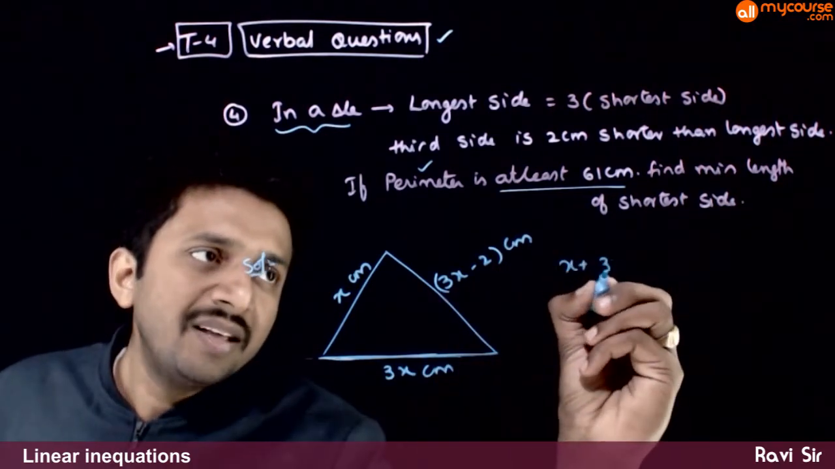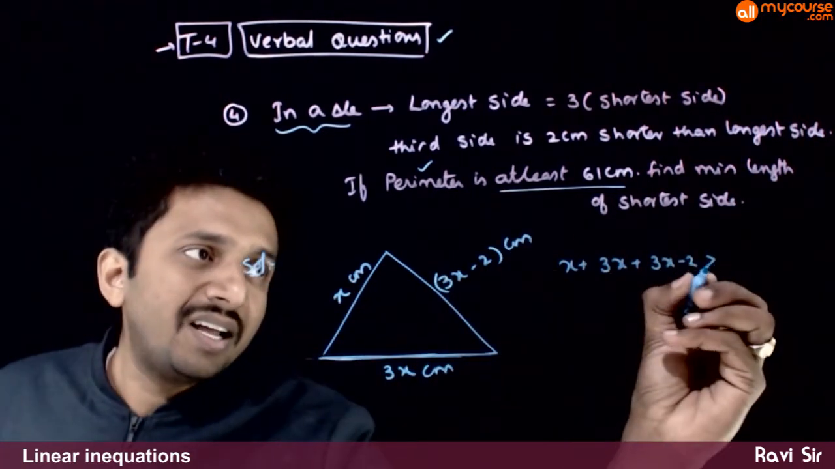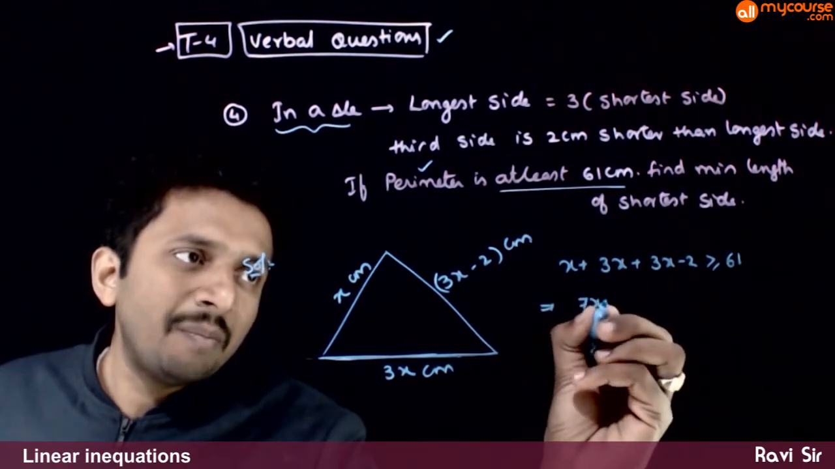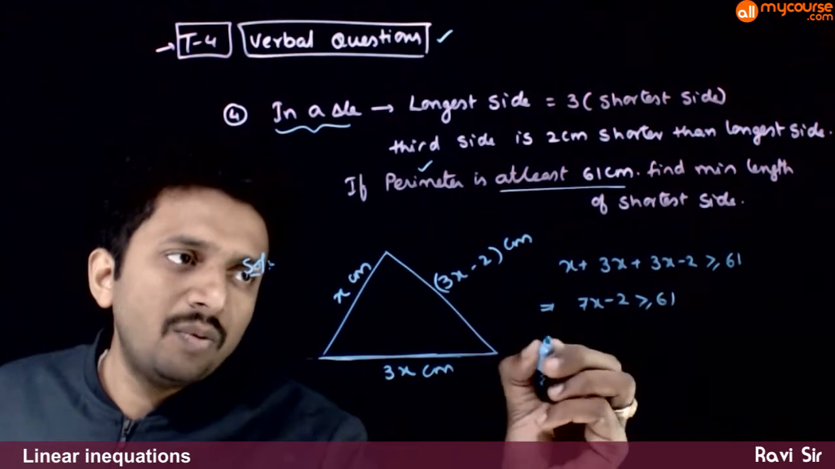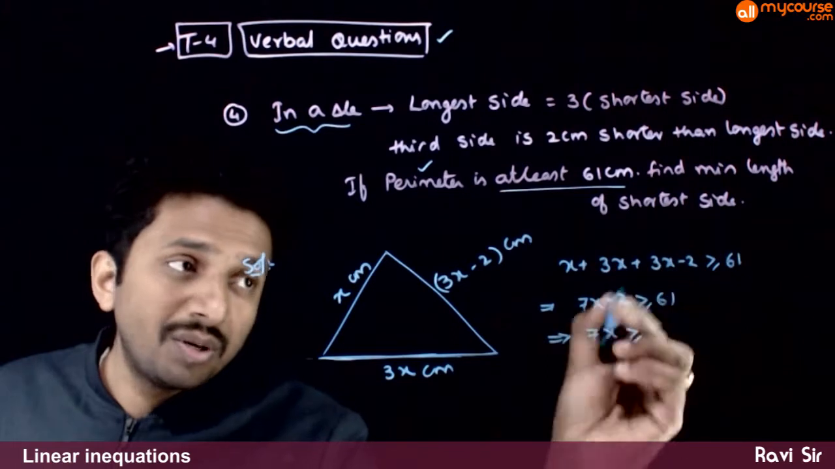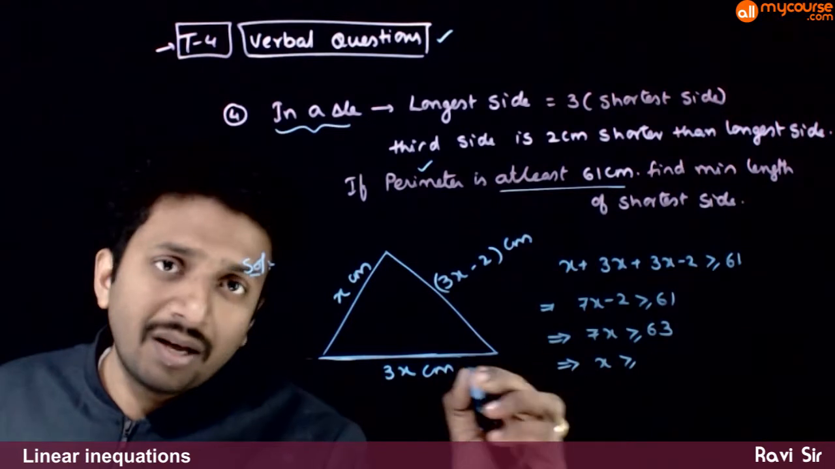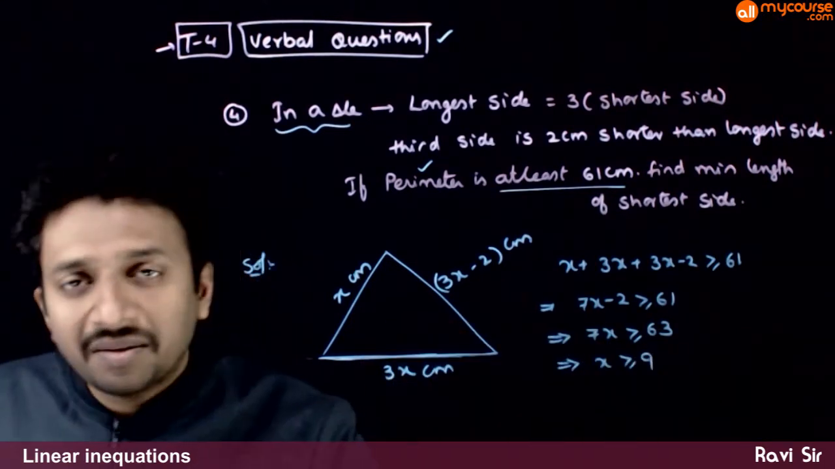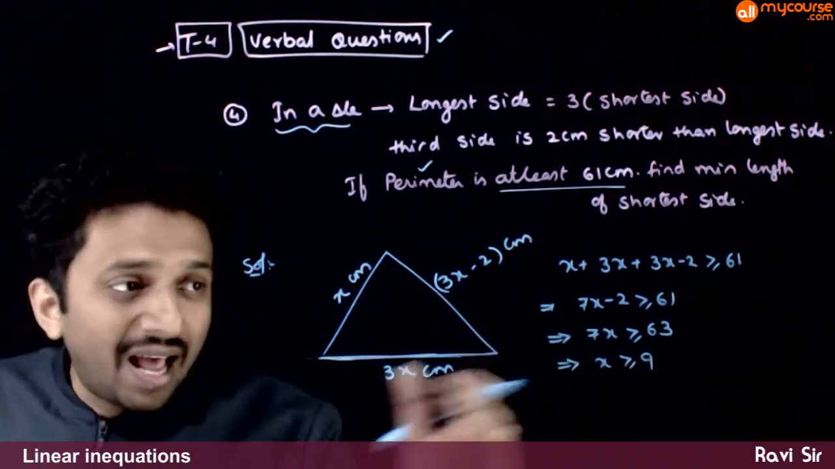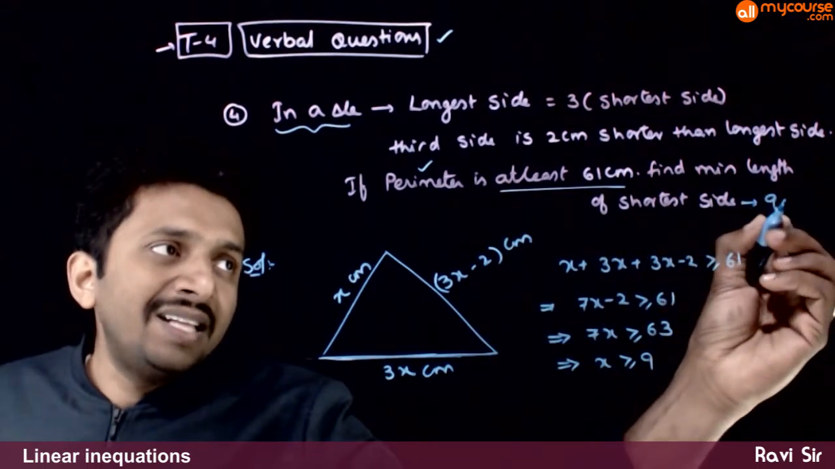x plus 3x plus 3x minus 2 is at least, that is greater than or equal to 61. This implies 7x minus 2 is greater than or equal to 61. This implies 7x greater than or equal to, minus 2 goes on to that side, becomes plus 2, 63. This implies x is greater than or equal to 63 by 7 is 9. This x has to be at least equal to 9. It can be greater than or equal to 9. Hence the minimum length of the shortest side is 9 centimeters.